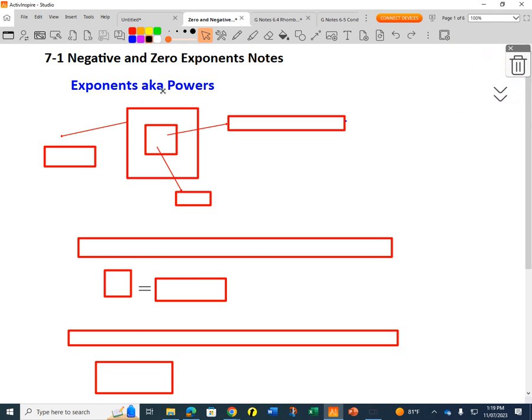We're going to start with: exponents are also known as powers. You guys have heard the expression AKA. Exponents are also known as powers, and we're going to go ahead and write this expression. We also call them powers. And then we're going to write this: a big 2 with a little 4 up at the top right.